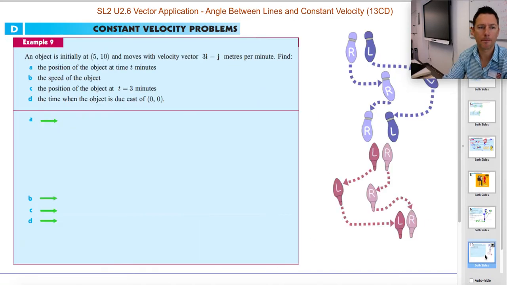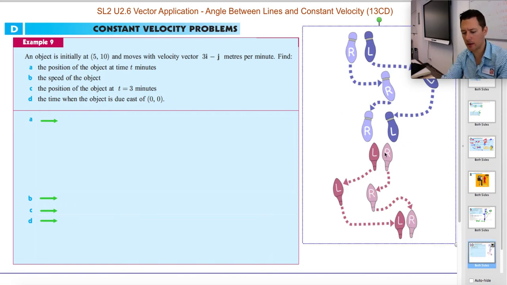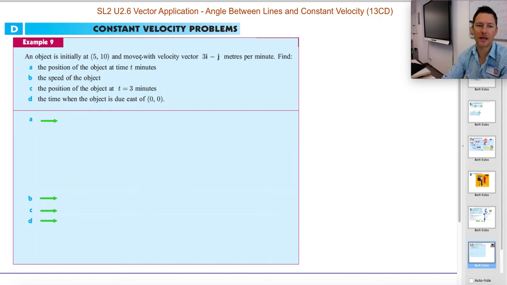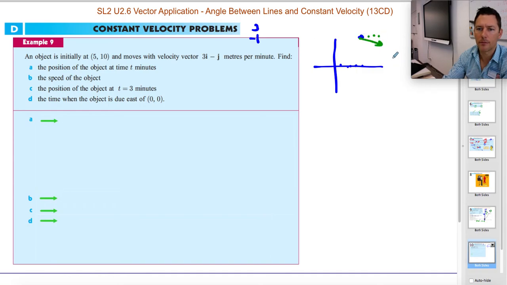Cool. Try this one on your own, and I'll run through it with you. It's the same sort of idea. Tell me where it is at time t. Go. Okay, so we've got an object that's initially somewhere. It's at 5, 10, 1, 2, 3, 4, 5, 10 there, and it moves with this vector, right? It moves at 3 and negative 1. So essentially it's doing 1, 2, 3, and negative 1. It's doing that.